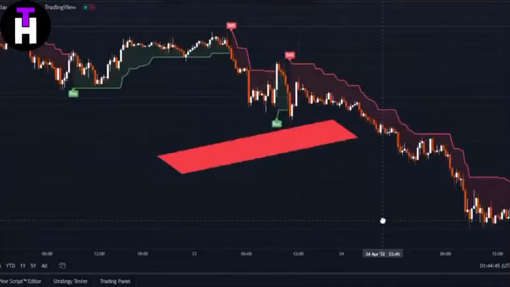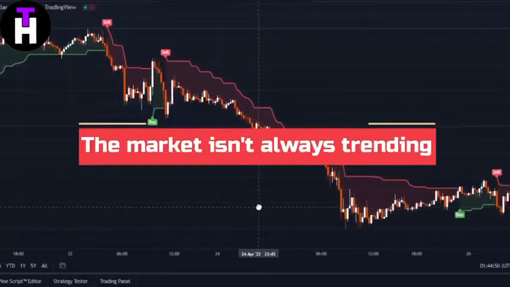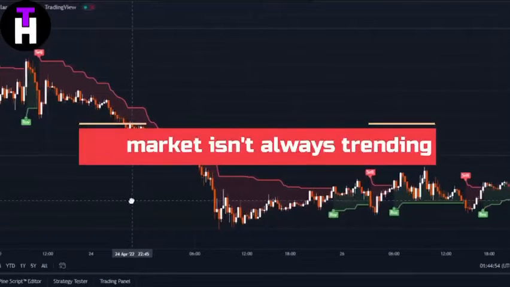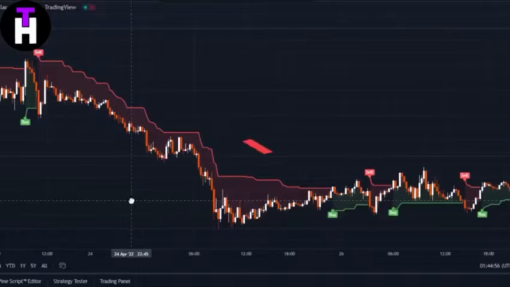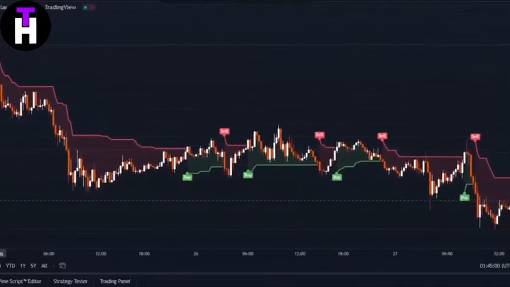There are no stops, so this can be a huge problem, because if you're a trader, you need to know that the market isn't always trending. The market can also go in a range. So, because the Super Trend is constantly showing signals non-stop, it will also show signals when the market is in a range.